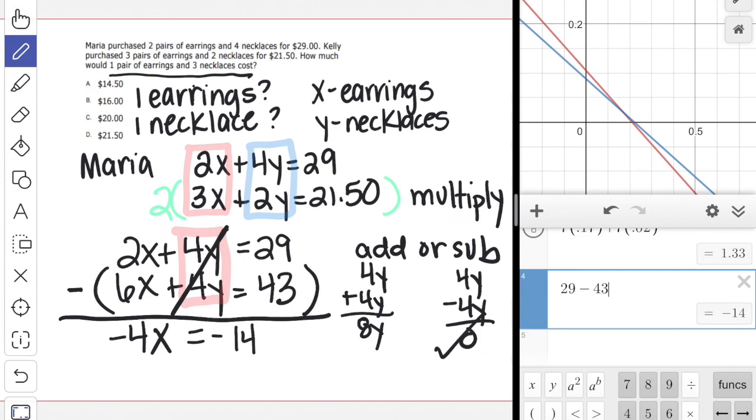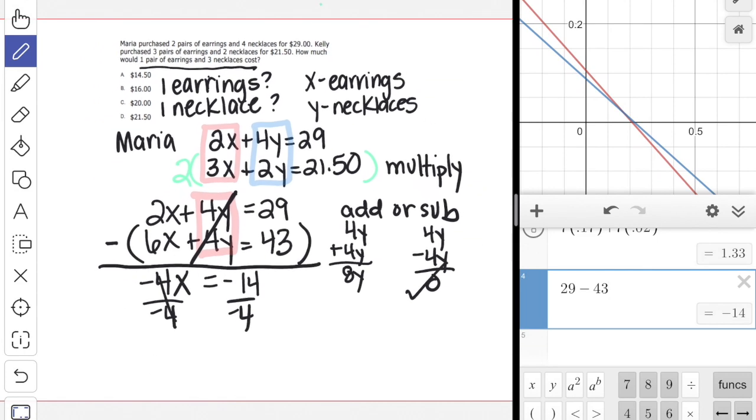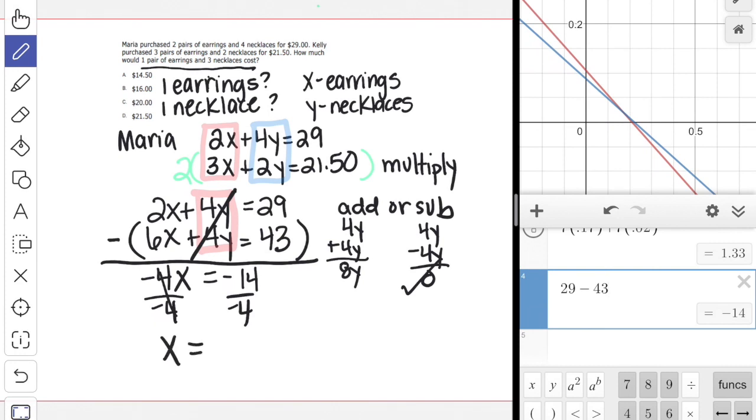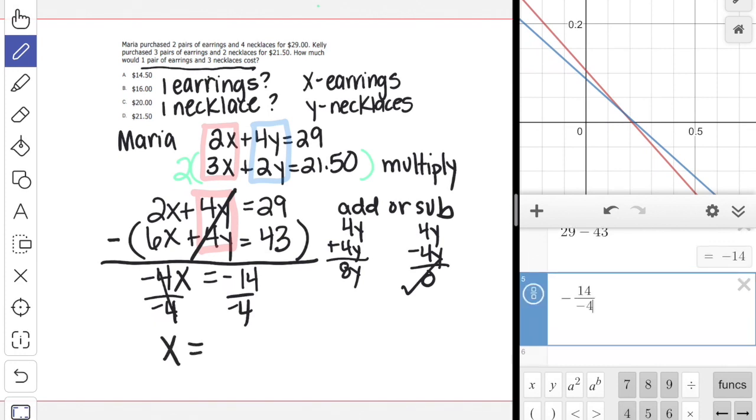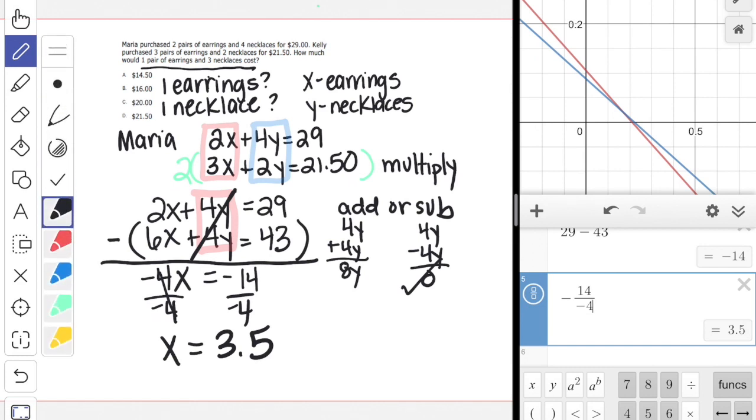All right, so we're going to divide here. So we're going to divide by negative 4. And we have x equals negative 14 divided by negative 4. So our x value is $3.50. So my earrings are going to cost $3.50. So we now know earrings are $3.50.